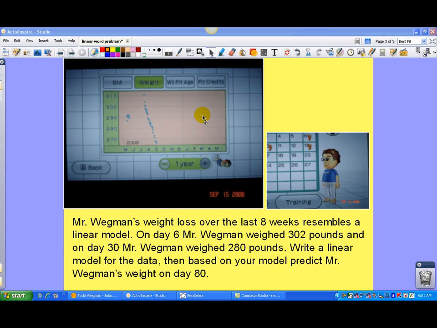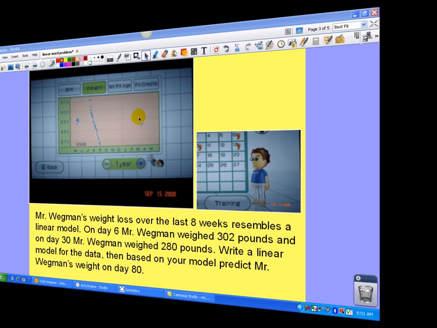So with this word problem, again, I'll give some information. On day 6, I weighed 302. And then 30 days later, I weighed 280. And that's all the information we really need to be able to write an equation. Okay, given 2 points, you can write a linear equation. And then we're going to answer the question, okay, based on this information, what would I weigh on day 80?